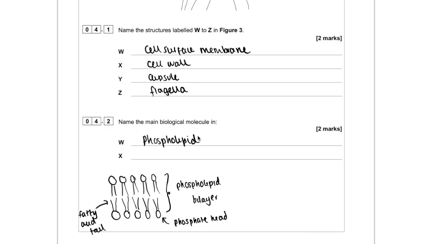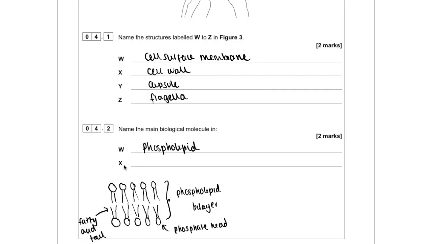And then X, so X is the cell wall. Now, a lot of students would go for cellulose here because cellulose is in the cell wall, but that's in the cell walls in eukaryotic cells. In prokaryotic cells, the cell walls are made of something called murein. And this is a glycoprotein. Glyco means carbohydrate, protein obviously means protein. So a glycoprotein is a protein or a polypeptide chain with some carbohydrates attached to it.